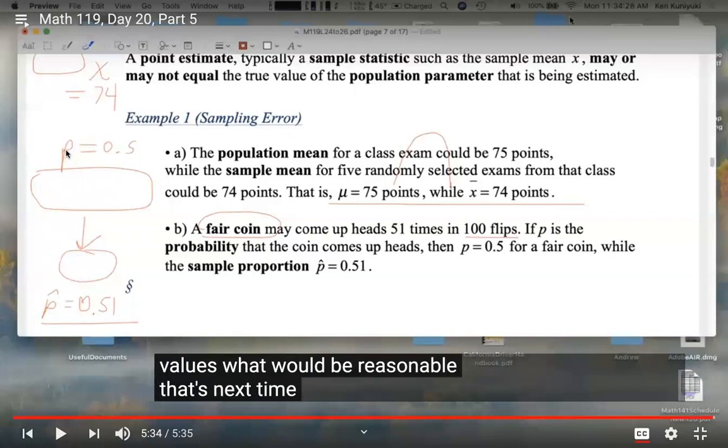Because remember, let's say we don't assume we have a fair coin. Then if you flip the coin, you get 51 heads in 100 flips, your best estimate for p would be 0.51 if you didn't know it was a fair coin. All right, interval estimates.